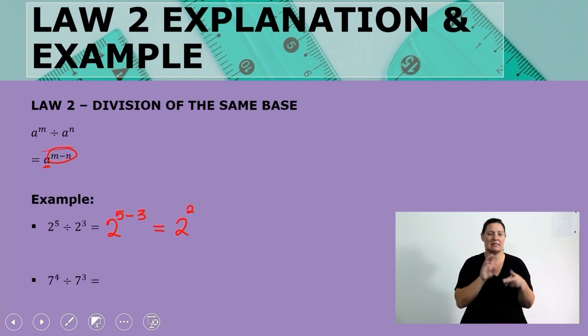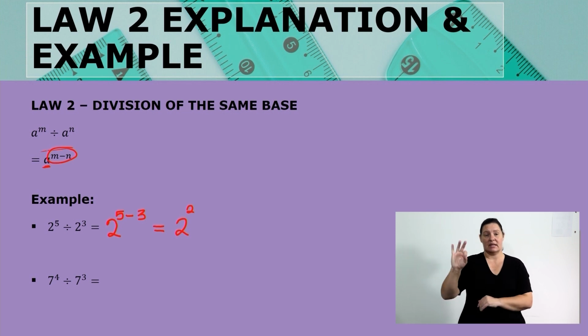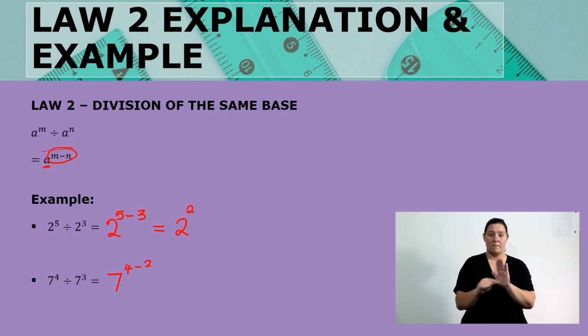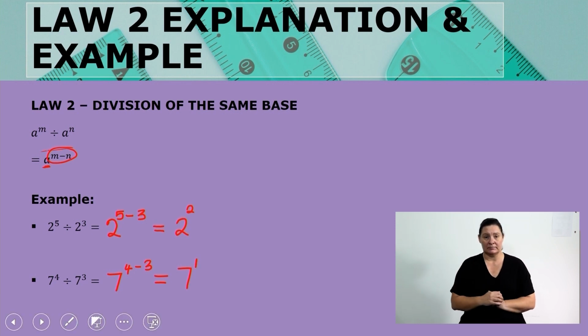The same thing with my second example. I have 7 to the exponent 5 divided by 7 to the exponent 3. So I am going to keep the base and I am going to say exponent 5 minus 3. This is going to give us 7 to the exponent 2.